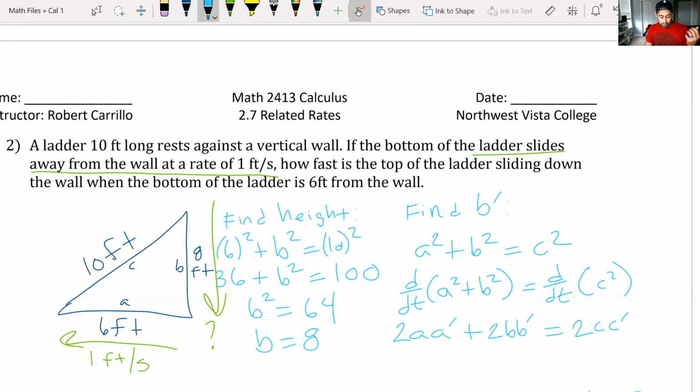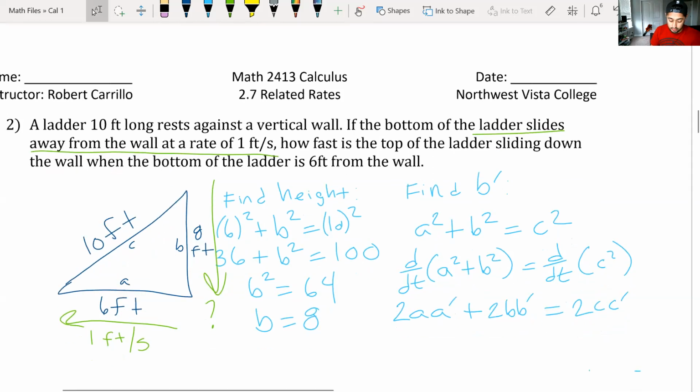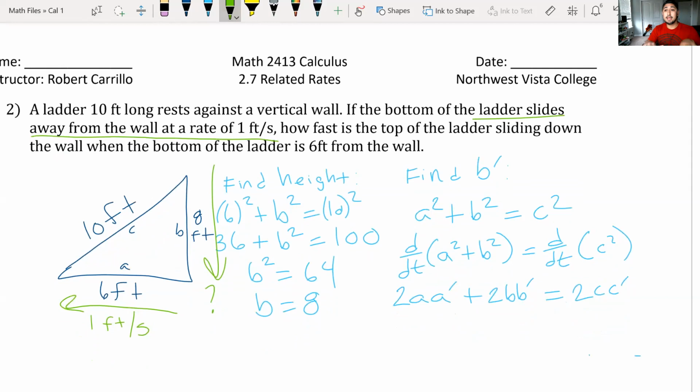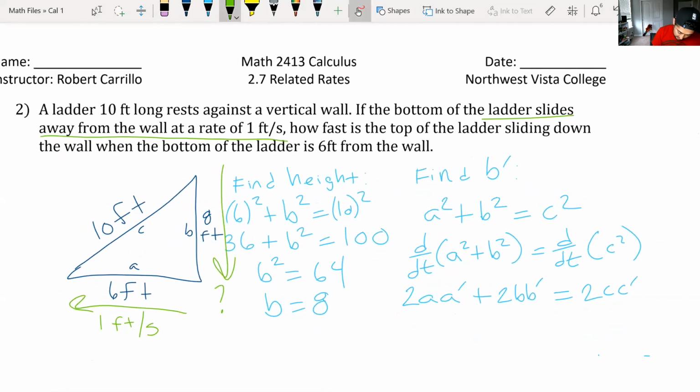So we know a value for A, we know a value for B, we know what A prime is. Let's go back and look at the triangle. If you don't know what A prime is, since A is the base of our triangle, and A represents that the ladder is 6 feet from the wall, and the ladder is sliding out, this means that A prime must be 1 foot per second because the ladder is sliding away from the wall at 1 foot per second. So over here, I'll write that for you. A prime is 1 foot per second.